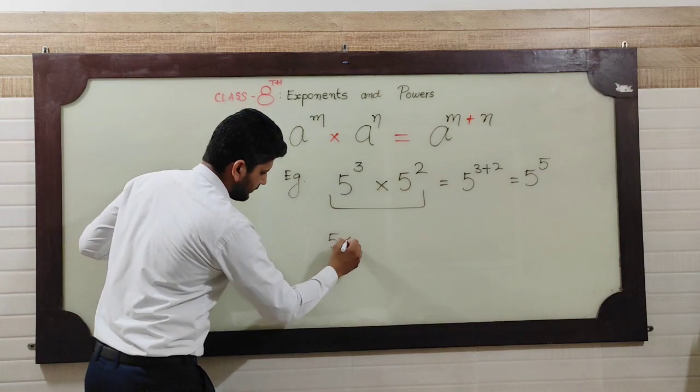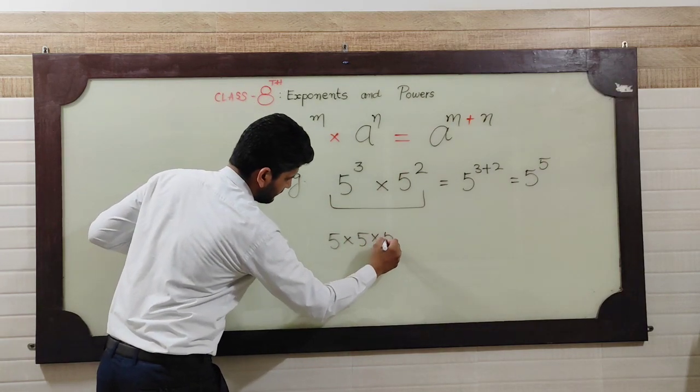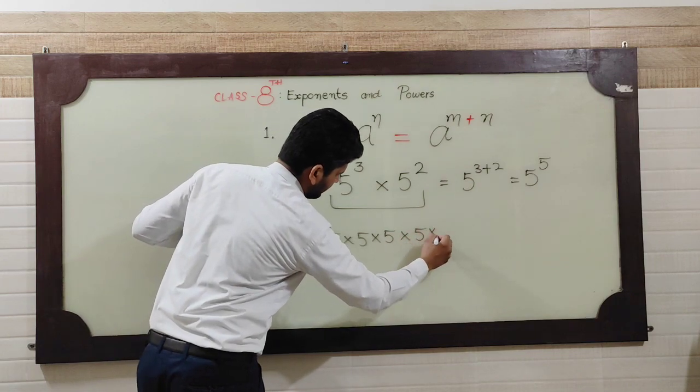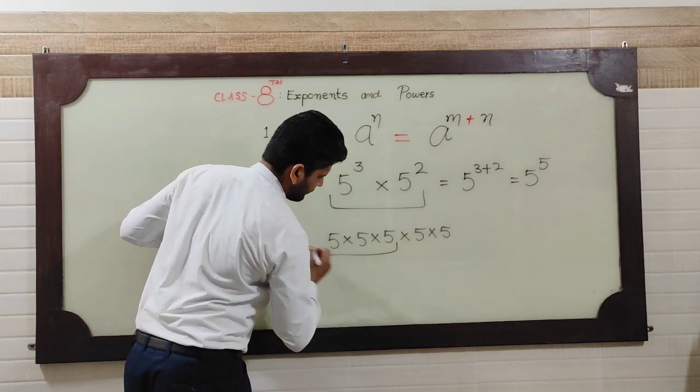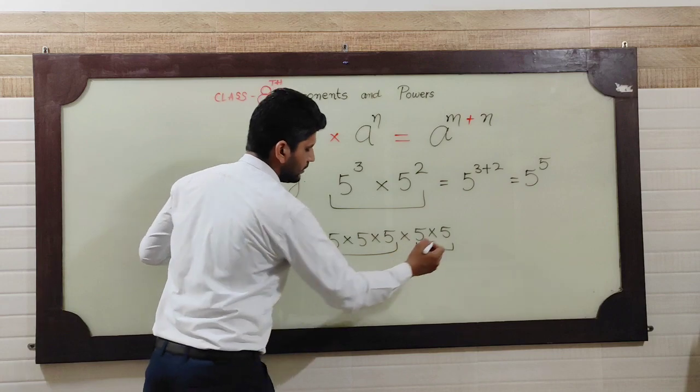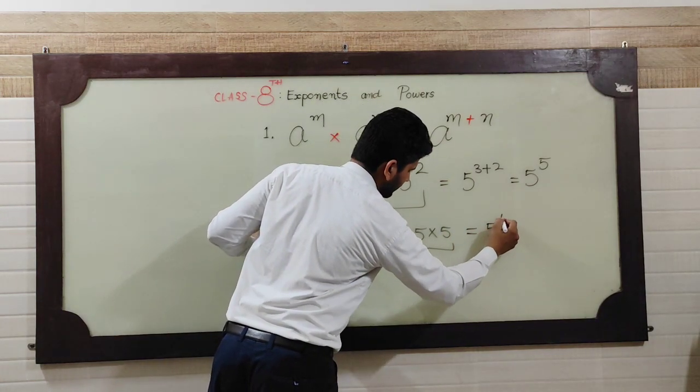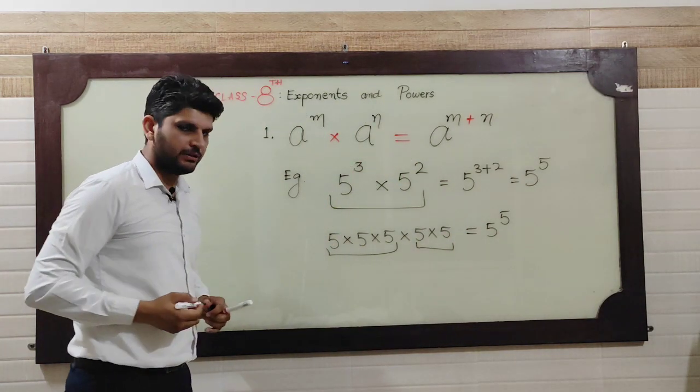5 power 3 means 5 into 5 into 5. This is 5 power 3. This is 5 power 2, 5 into 5. So how can we write it? 5 power 5. The first property is verified.